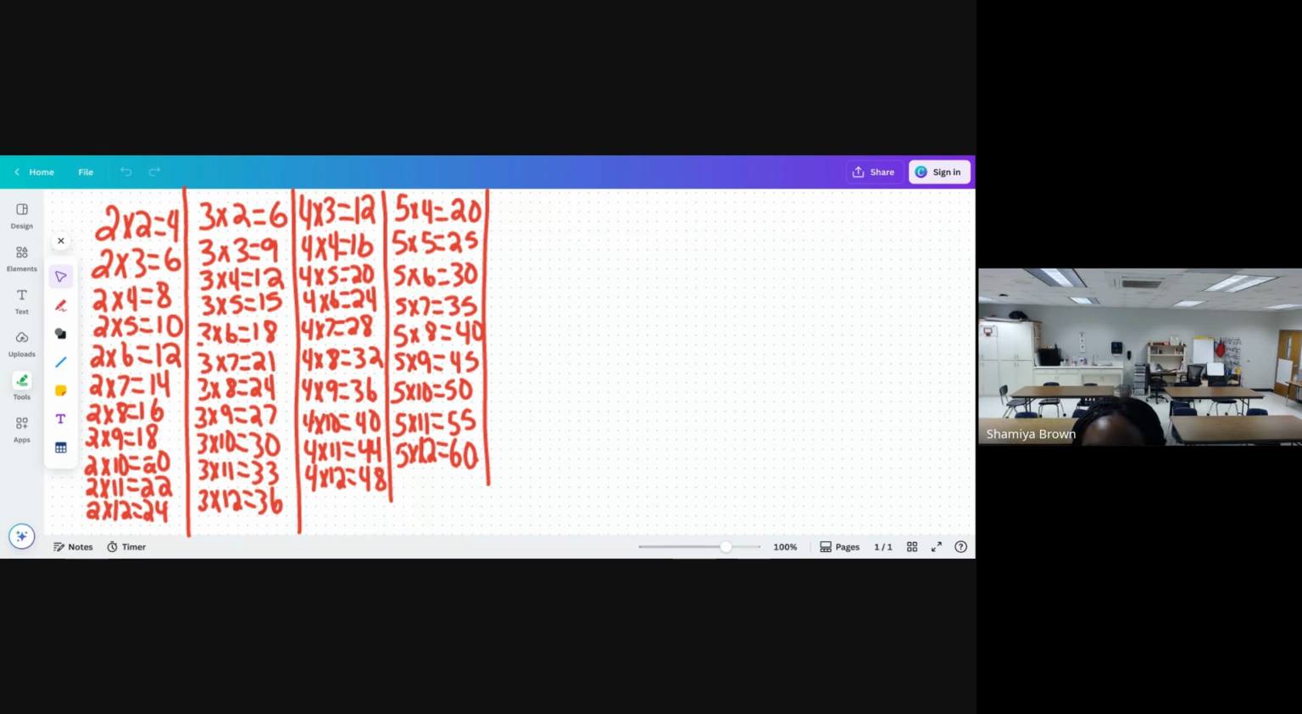Now when I start my 6's, I'll start with 6 times 5 equals 30. It's just over here on my 5's, 5 times 6 was 30. So 6 times 6 is 36. 6 times 7 is 42. And I'm just adding 6 every time now. So if you need to use your fingers to do it, you do whatever you need to do. And I'll just show you.